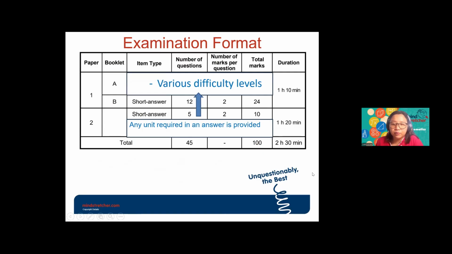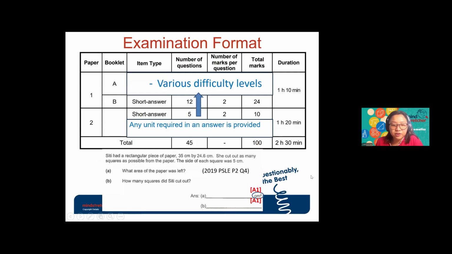All the units are provided. This one I have already mentioned. Here, if units are required, they will provide the unit. So in this question, cm square is provided. So make sure when you're answering the question, your answer is in cm square and it's not in meter square.